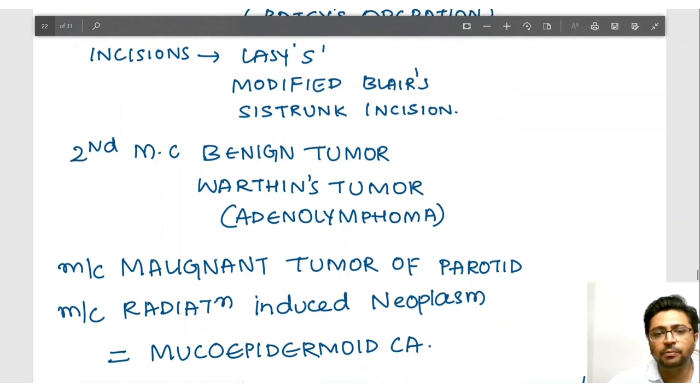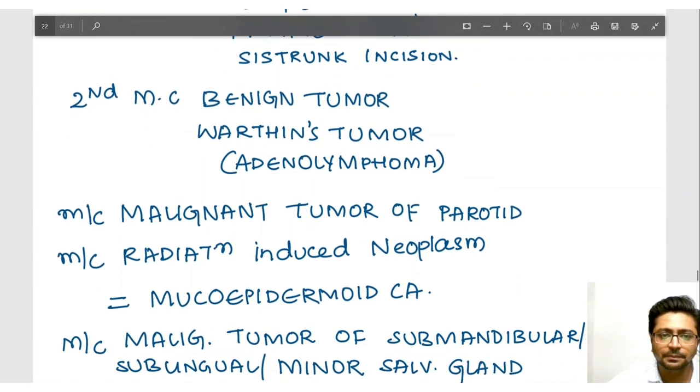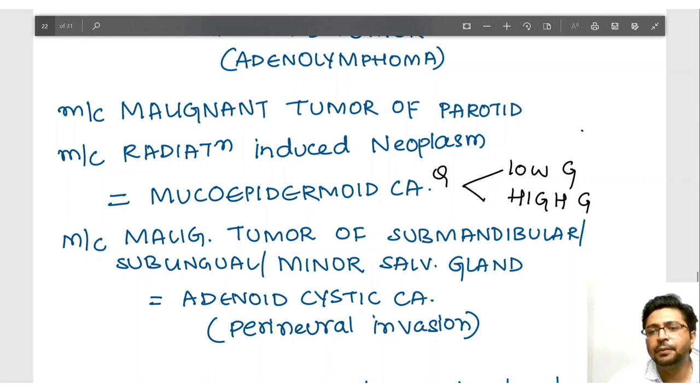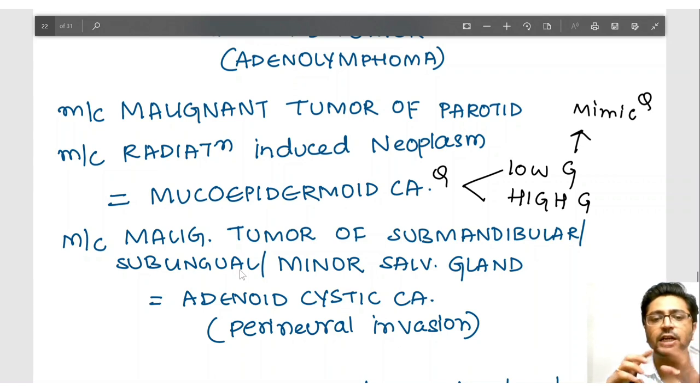Second most common benign tumor would be Warthin's tumor, also referred to as adenolymphoma. The most common malignant tumor of the parotid gland, and most common radiation-induced neoplasm, is mucoepidermoid carcinoma. It is again classified into low grade and high grade. Again, low grade would mimic pleomorphic adenoma. Remember this aspect. Most common malignant tumor of the parotid gland is mucoepidermoid carcinoma. Most common malignant tumor of the submandibular, sublingual or minor salivary gland would be adenoid cystic carcinoma. And one very important feature which you need to remember about adenoid cystic carcinoma is that it has perineural invasion.